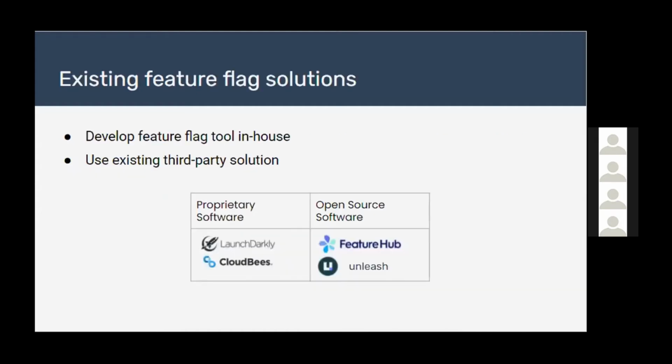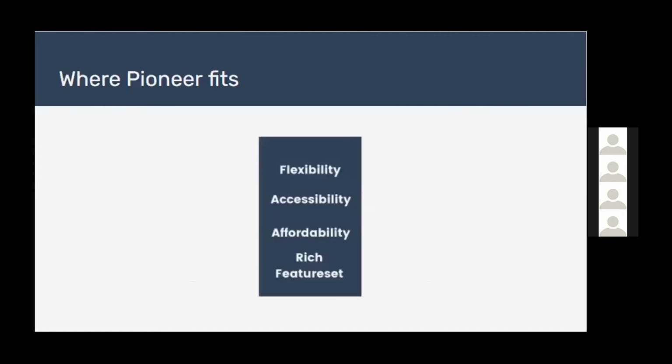Now let's talk about the options that a company has if they wanted to adopt this workflow. They first have the option of creating and maintaining their own feature flag rule set. This carries the obvious overhead costs of the time and engineering manpower required to test and build a solution from scratch. Another option is to use third-party solutions. Proprietary software include Launch Darkly and CloudBees, while open source software include Feature Hub and Unleash. Let's examine these two sets of options in more depth and compare them with our solution.